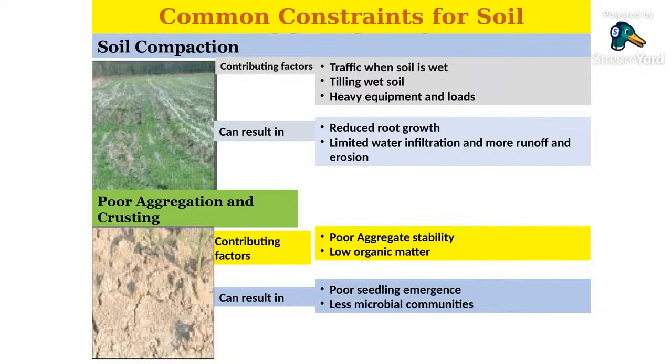Another constraint is poor aggregation. In poor aggregation, soils are more susceptible to erosion and runoff. The contributing factors are poor aggregate stability and low organic matter content, which lead to poor seedling emergence and fewer microbial communities.